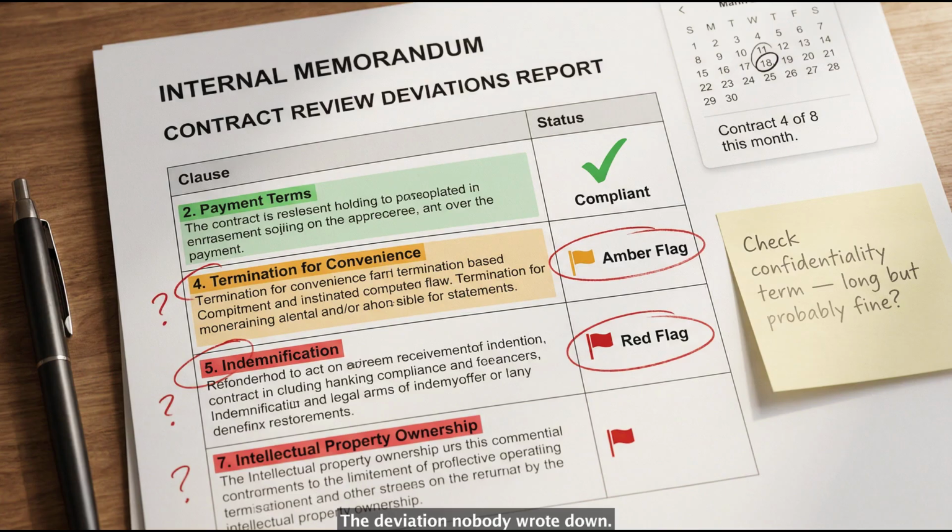By the 4th contract of the week, the mental model slips. The counsel reads a 7-year confidentiality term and marks it as probably fine. The playbook says 3 years. That deviation never makes it into the review memo. 3 months later, a data incident triggers obligations 4 years beyond what the company intended.